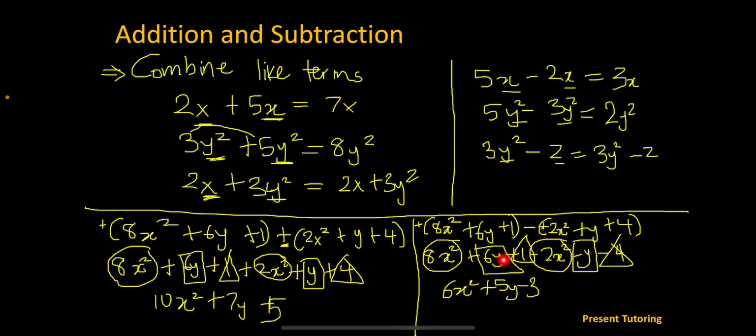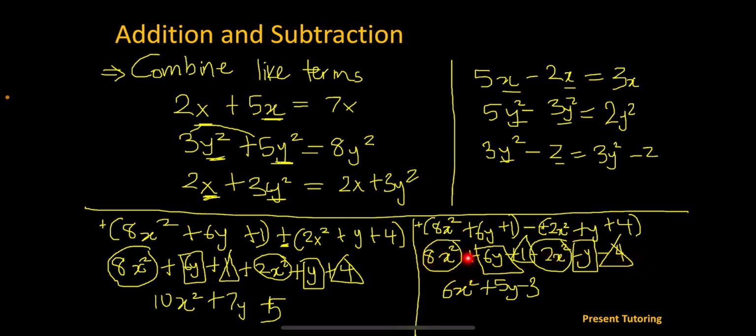So if we bring that into play, when I open up the bracket, I will get 8x squared plus 6y plus 1, because that's fine, there's a positive sign. There's no negative sign in front of the first one. But when I'm opening up the parentheses on the second one, I have to change all the signs inside. So it's going to be minus 2x squared minus y minus 4, because all the signs inside were positive.